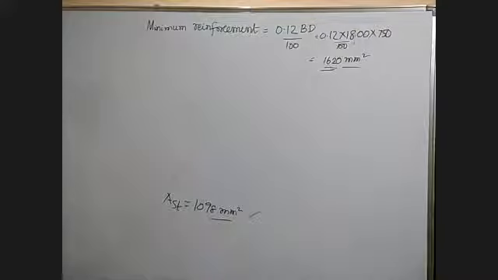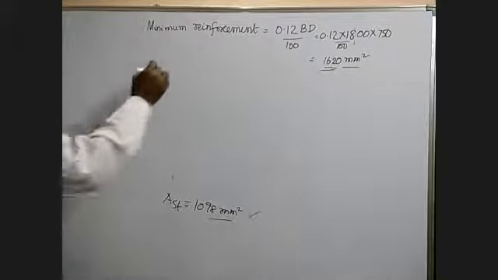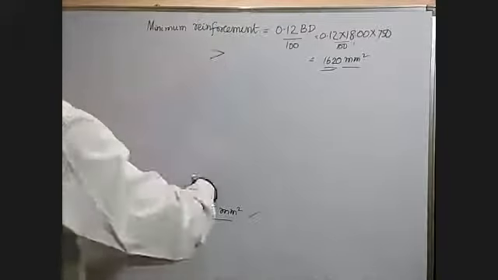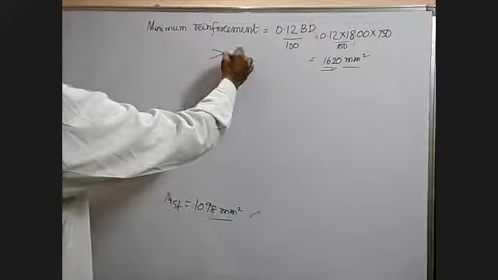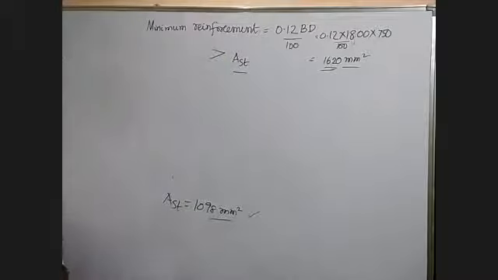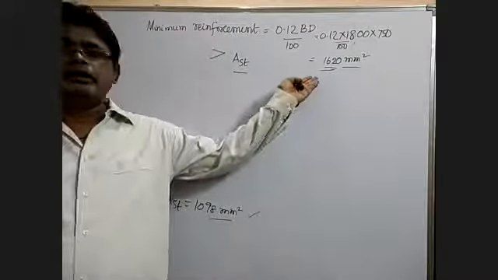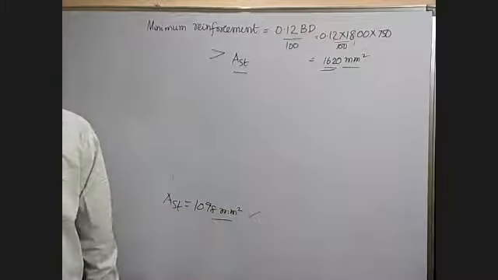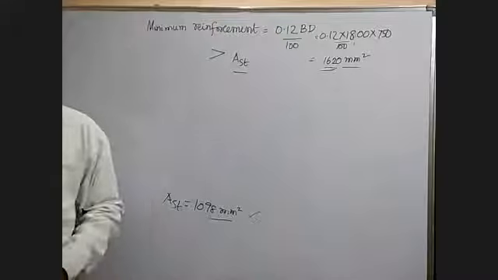Okay. So that is why the minimum reinforcement is greater than the AST value here. Minimum 1620 we need, but what we got is 1098. So minimum provision is compulsory.